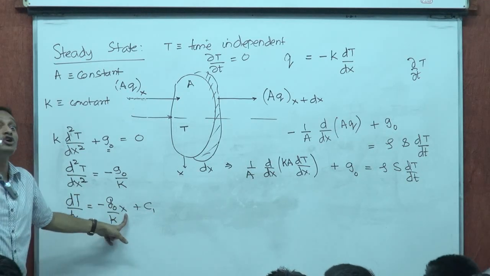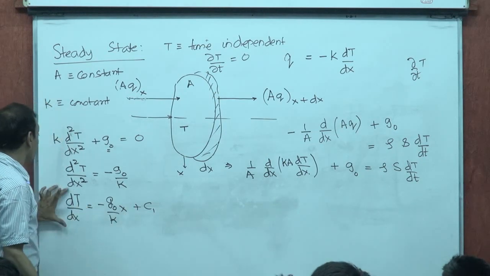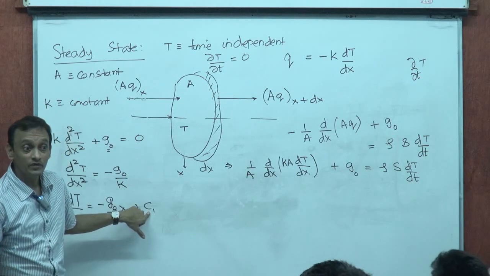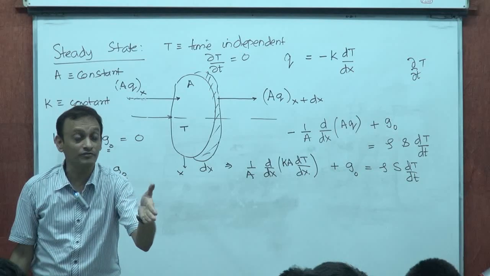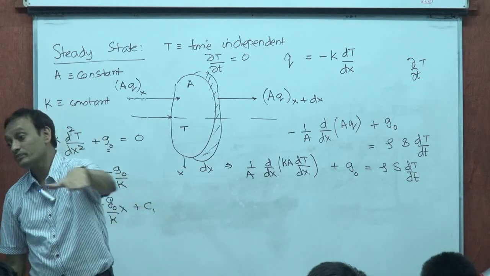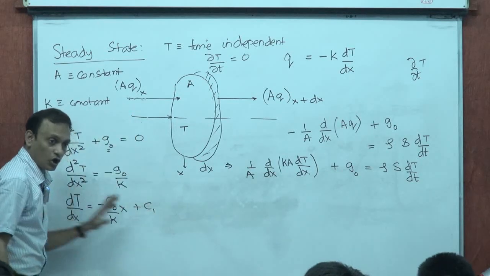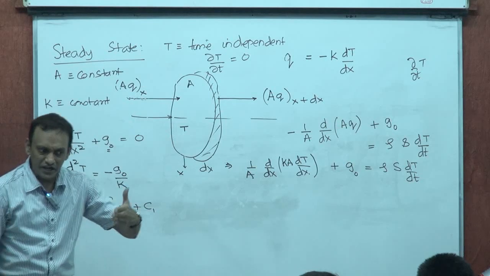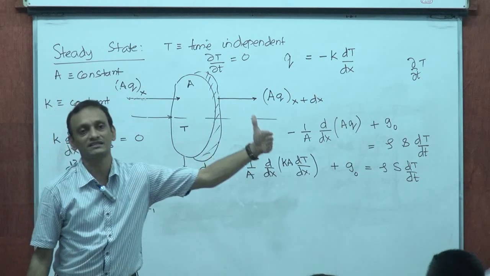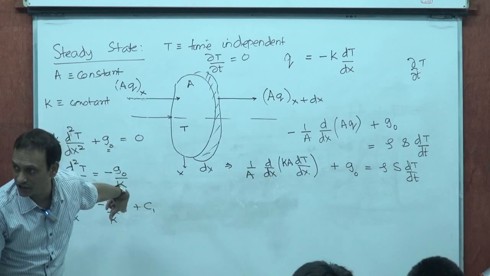However, if there was no internal heat generation, then dT/dx would have been a constant. That means the rate of change of temperature with x would have been x independent. The temperature gradient would have been the same for all x if there was no internal heat generation.